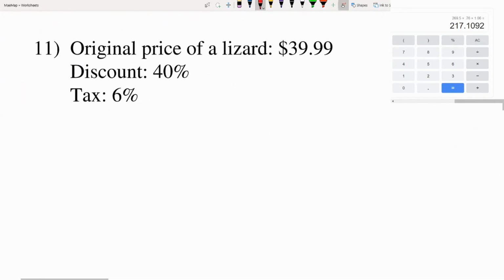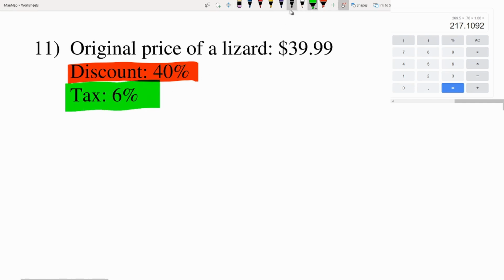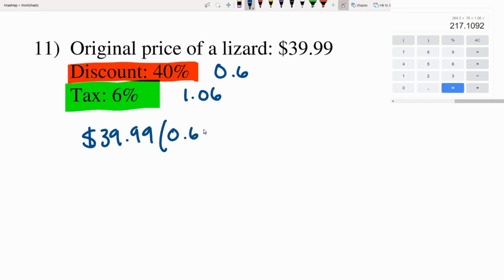And number 11, the original price of a lizard is $39.99 with a discount of 40% and then a tax of 6%. So discounting it, 1 minus 0.4 is going to be 0.6 or 60% as a decimal, and then the tax 6%, that's going to be 1.06. 1 plus 0.06 gives us 1.06. So we have $39.99 multiplied by 0.6 and then multiplied again by 1.06. Each of those are multiplied together.